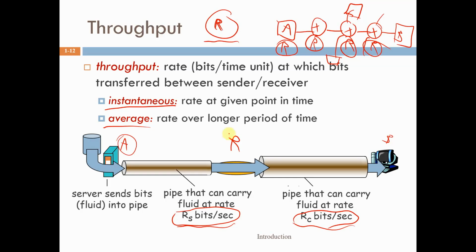Same thing here. If R is getting data at a rate of RS bits per second, the maximum that it can send to B is RS bits per second. Even though it is physically capable of sending at a rate of RC bits per second, it is not getting this traffic rate from A. So it cannot send what it doesn't have. So at the end of the day, B will only be seeing the rate of RS bits per second.